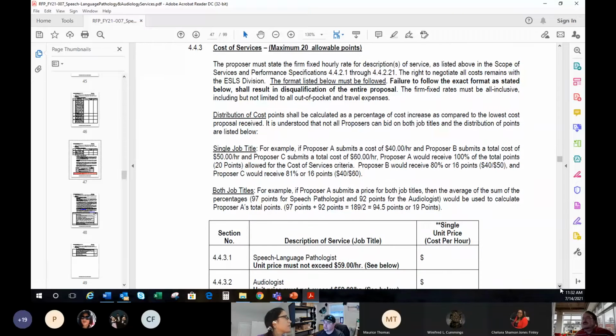So basically, we're allowing 20 points for this. The proposer must state the firm fixed hourly price for the descriptions of service as should be listed below, and the scope of service listed above in the scope of services and performance specifications from 4.4.2.1 through 4.4.2.21. The right to negotiate all costs remains with the ESLS division.